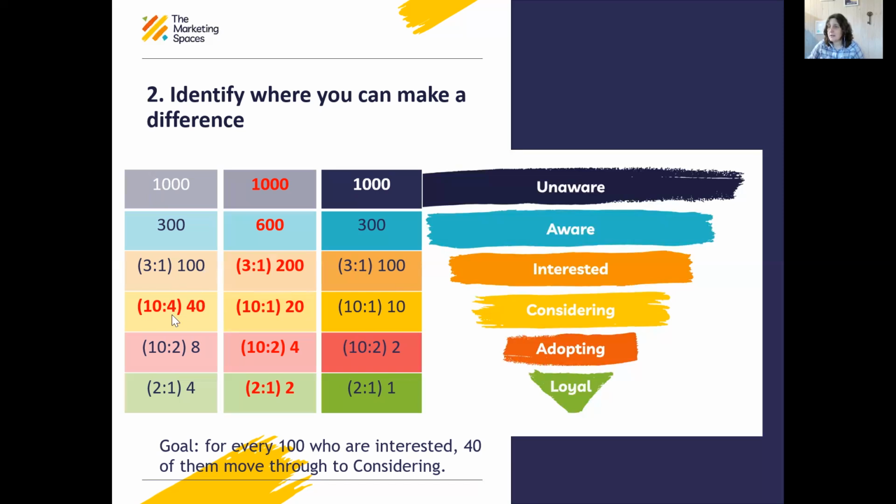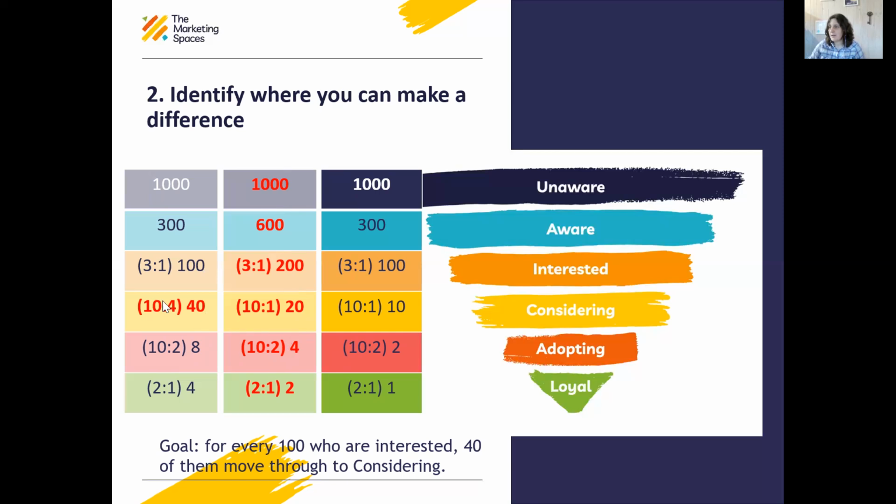What can we do here to move them from interested? So the goal is for every 100 people who are interested, we get 40 of them to move through to considering. And then we know that for every 10 people that go through to considering, 2 of them become clients. If we can get 40 of them to move through to the considering stage, that means 8 of them become clients. We don't just double, we quadruple the number of clients, and then we quadruple the number of loyal clients. So you can see, if you'd started at the top and gone, right, let's double this, you'd have only got 4.